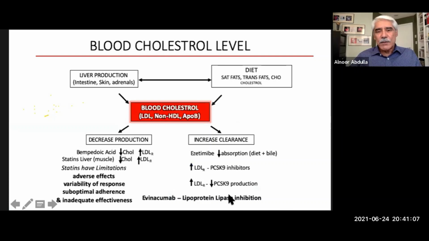Because it works through ANGPTL3 inhibition, it has nothing to do with the LDL receptor and nothing to do with PCSK9. So therefore, it should work in patients who actually have mutations of PCSK9 or LDL receptor mutations, where genetically they have a problem there, but you can lower their cholesterol now working through a completely different mechanism by inhibiting ANGPTL3.